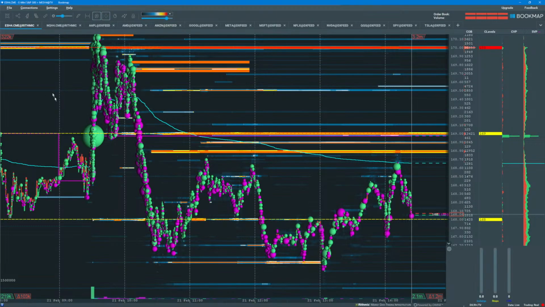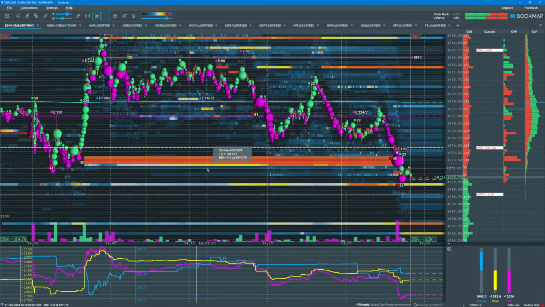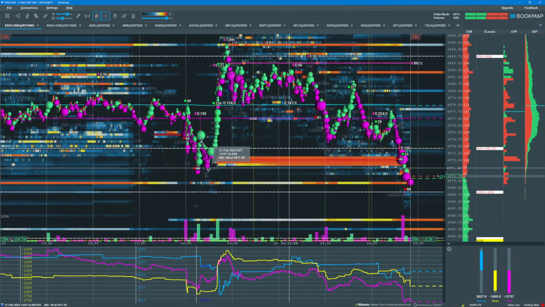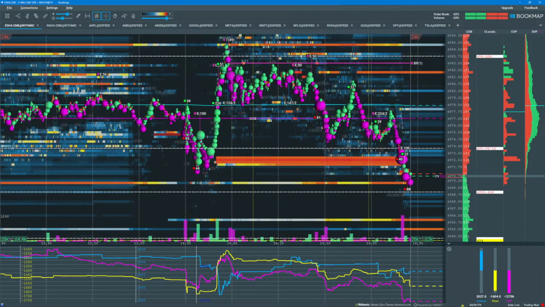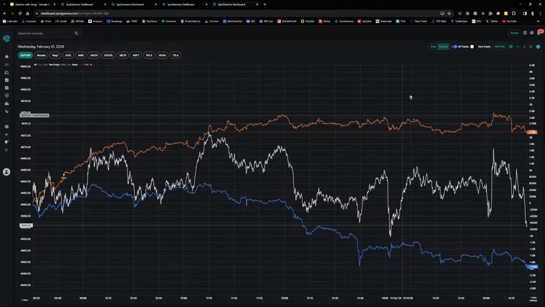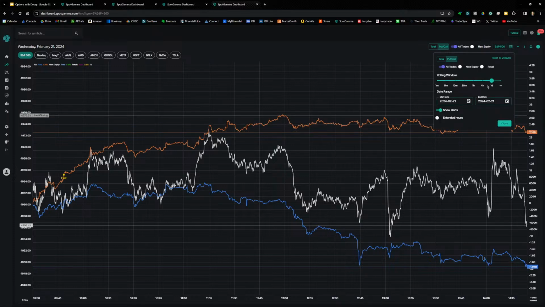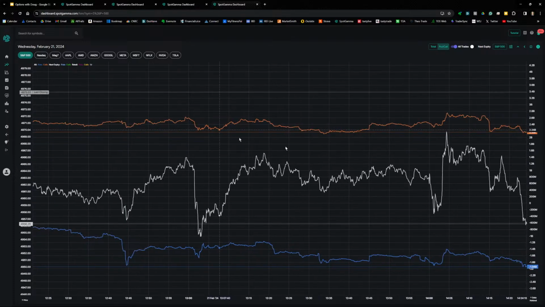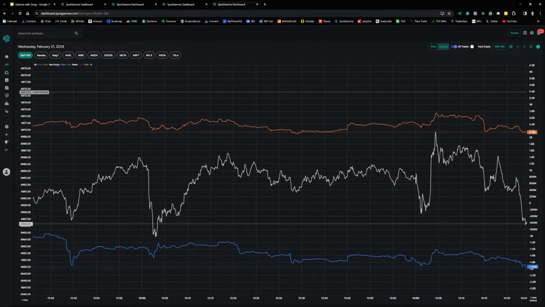Let's go back to ES now. So ES now breaking below that 495 level. Let's take a look, see what options traders have been doing. Make sure I'm on the full day look back period. Zoom in a bit. So they continue to buy puts.